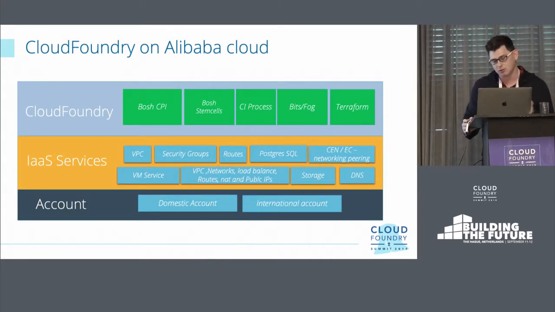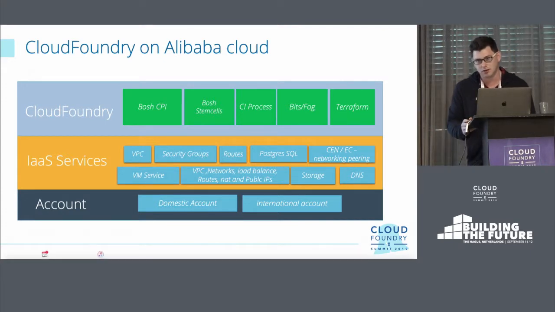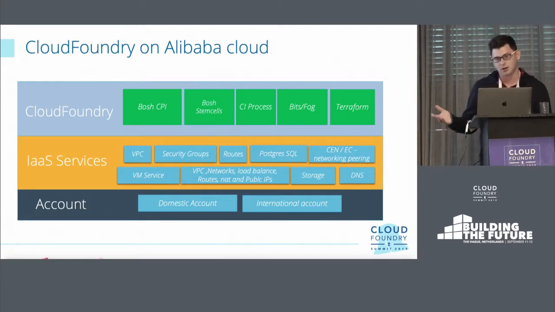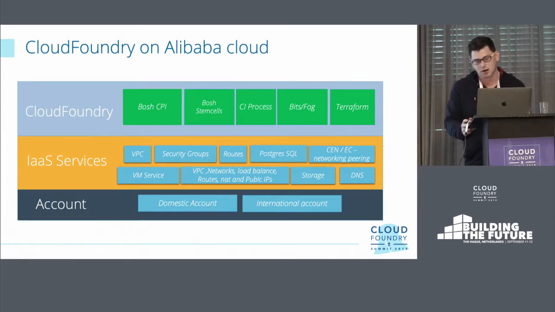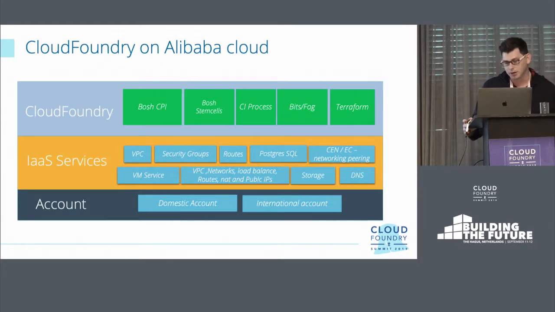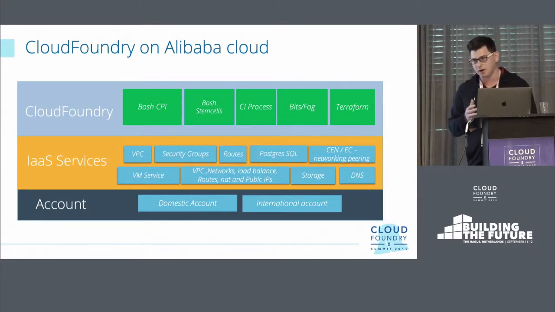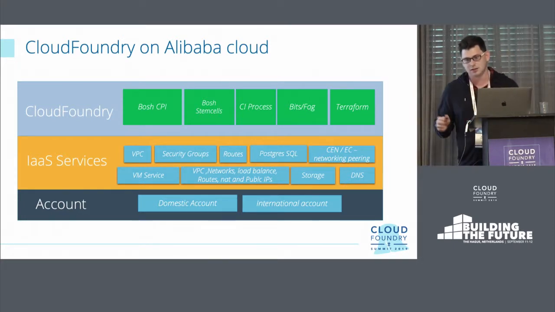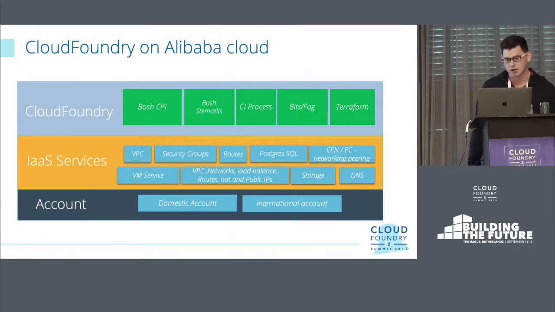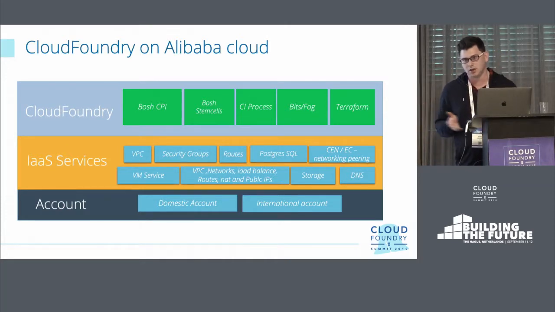IaaS services, so what we consume, is listed. However, Alibaba Cloud of course has a much bigger list for you to select from. So today we consume VPC services, security groups, routes, and PostgreSQL directly from Alibaba Cloud. There is also a product for internet connectivity called Express Connect, but there is a newer alternative called CEN, so you can select which one you would like to have. Of course, the VM service and the regular storage, DNS, all kinds of services. For the account, we can use the domestic one. However, if you don't have an entity in China, you can go for the international one.